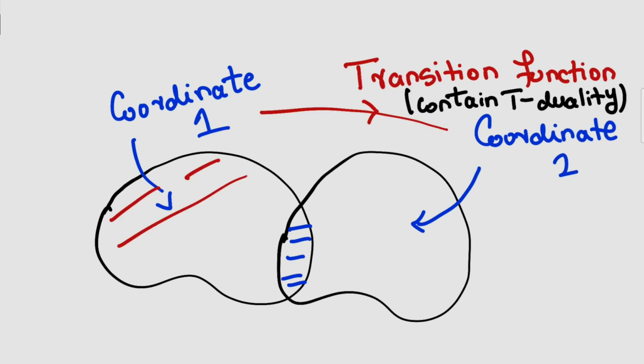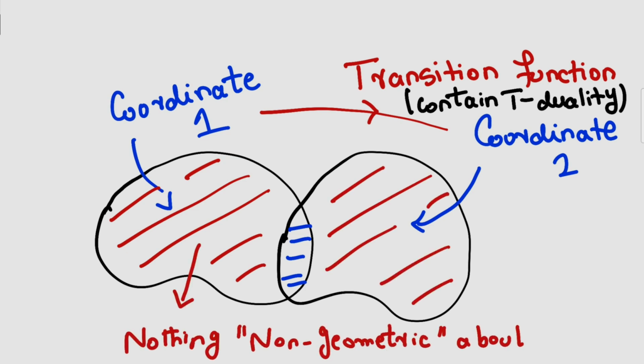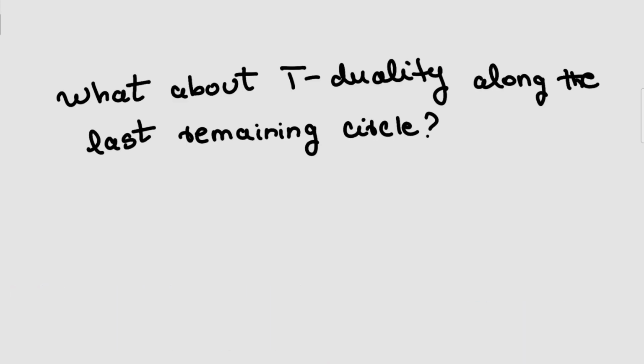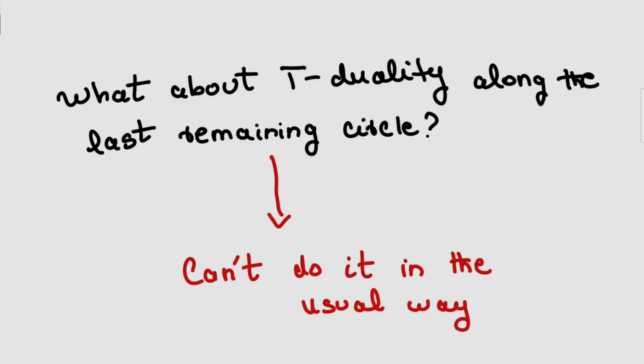But what about the description within a patch, where there are no overlaps with other patches? There is nothing non-geometric about T-folds within a patch. We say that T-folds are locally geometric. Can we do a T-duality along the last remaining circle? Well, not in the usual way.